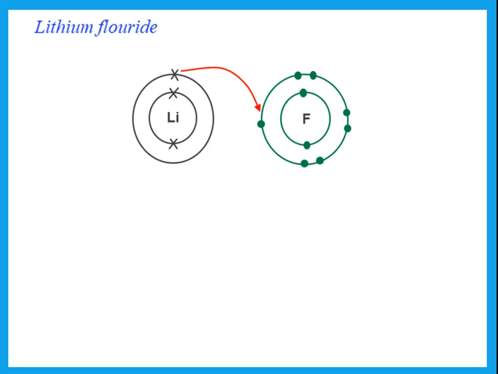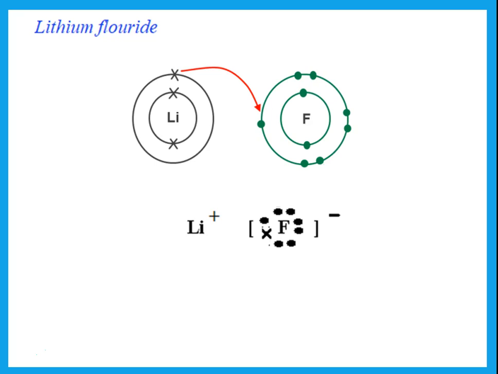Now the fluorine has 7. It needs 1 extra in order to have a full outer shell. So that means that the lithium will lose its electron and give it to the fluorine. And now this fluorine atom has the 7 electrons in its outer shell plus the 1 it took from the lithium. Now when the lithium loses 1 electron, it has extra positive charge. When the fluorine gains 1 electron, it has extra negative charge. So this is your dot and cross diagram for lithium fluoride. Can you see that? So the dot and cross diagram is the final diagram there.